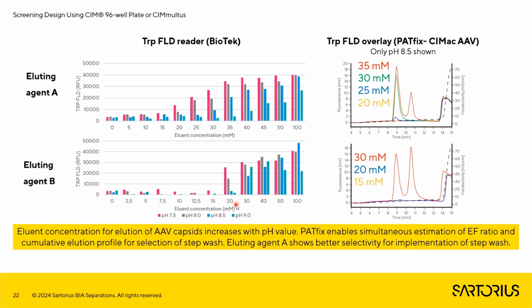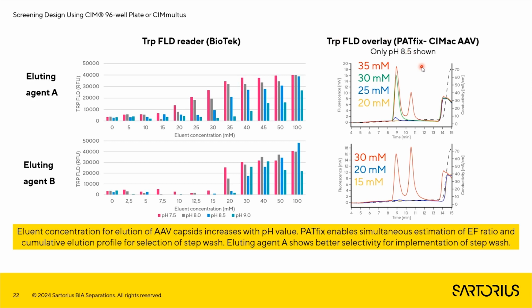But it can also be seen that the higher the pH, the higher the salt needed. This is also confirmed by the theoretical approach. With higher pH, we are farther away from the isoelectric point, so the AAV is more negatively charged and more strongly bound to the QA, so we need higher salt to displace it from the column. The same holds for eluting agent B, just with different concentrations, but no concrete conclusion could be drawn about where my empty elutes and where my full elutes using the regular microplate reader.